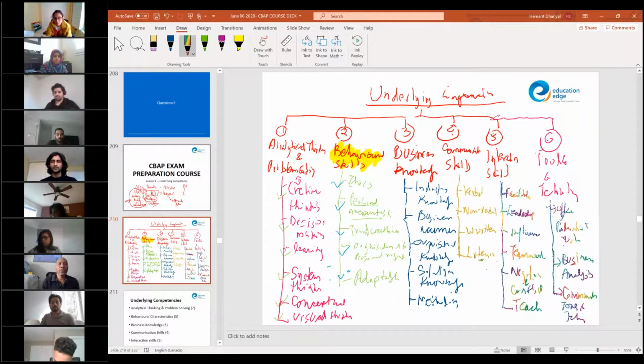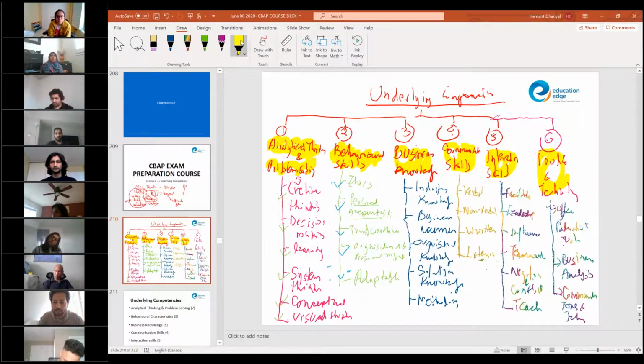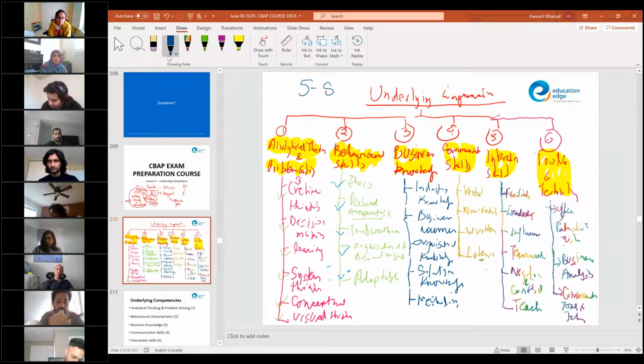This chapter is about these 6 components. What are those 6 components? The 6 components are analytical thinking and problem solving, behavioral skills, number 3, business knowledge, number 4, communication skills, number 5, interaction skills, and number 6, tools and technology. From CBAP exam standpoint, you can expect anywhere around 5 to 8 questions on the exam. Definitely 5, it can go up to 8 questions. So even if you give it a very simple kind of a read, it should be fine.